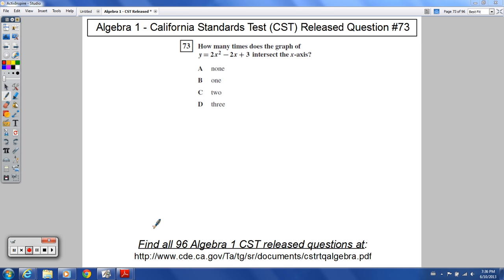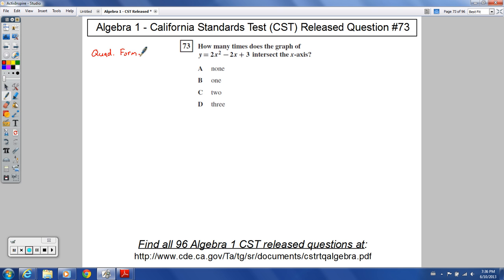Welcome to Algebra 1 CST release question number 73. It says, how many times does a graph of y equals 2x squared minus 2x plus 3 intersect the x-axis? So let's think about the quadratic formula first of all.